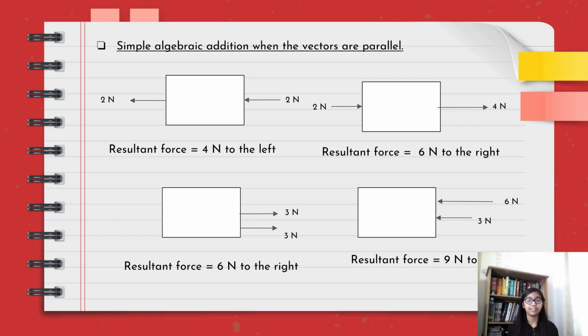Then again in our second example we have two forces of 2 Newton and 4 Newton working on the right side. We add them up, which will give us a resultant force of 6 Newton that is working on the right side. Again, we have two forces of 3 Newton, and the resultant force is 6 Newton that is working on the right side. And then again, we have 6 Newton and 3 Newton. We add them up, which will give us a resultant force of 9 Newton that is working on the right side.